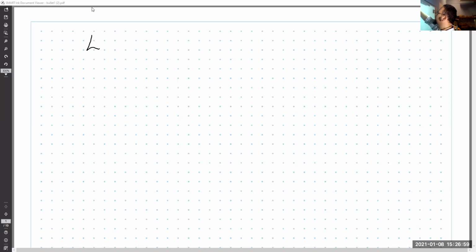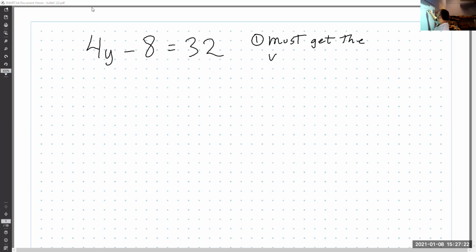All right, so let's start out with something like 4y minus 8 equals 32. So there's our basic equation. What I want to do is find out the value of y. To find out the value of y, we must get the variable by itself. By itself, I mean we want it on one side of the equation. Here we have it on one side, but we have a constant with it. We have minus 8 with it.